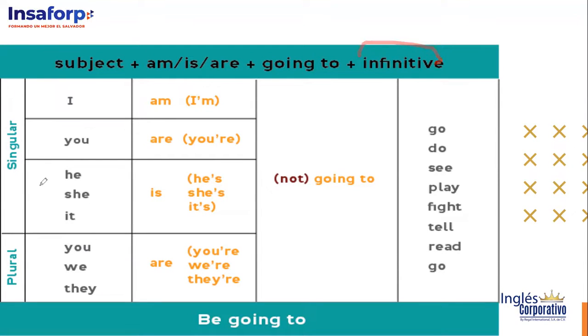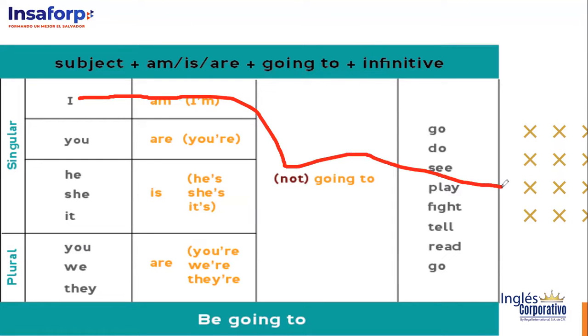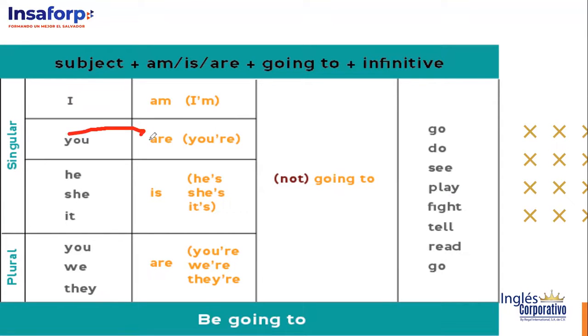Okay? So, for example, look, with the first person, you, these are the singular ones, correct? And these are the plural ones. With the first person, you're going to say, I'm, or I am. I'm not going to play soccer tonight. Okay? With you, you say, you are, or you're going to see a movie after class. Okay?